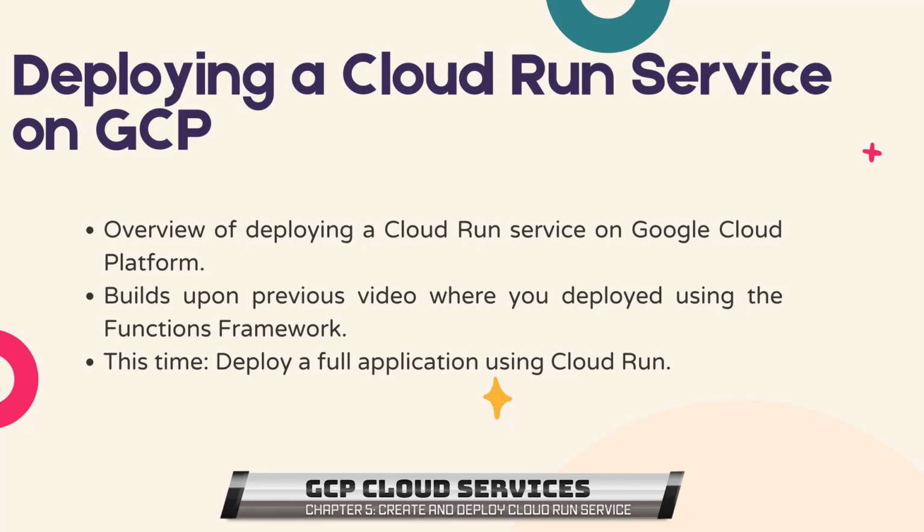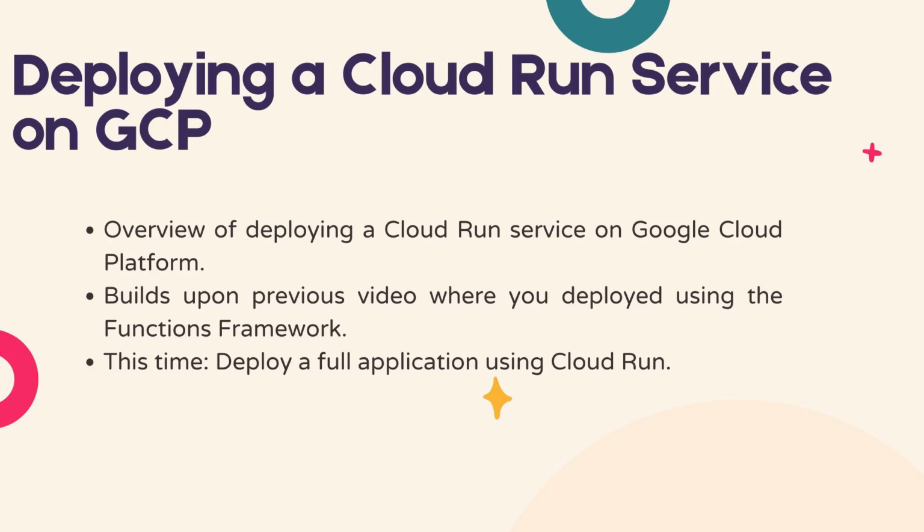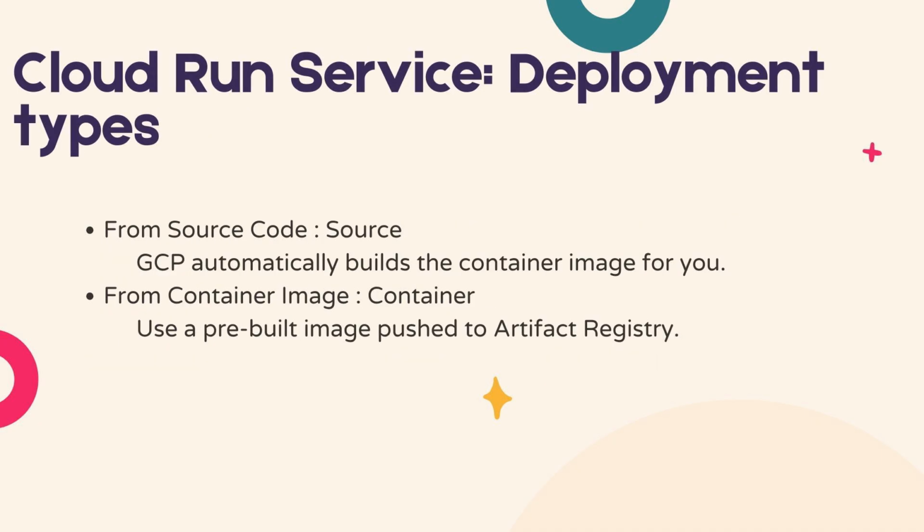Hi everyone. In this video, we are going to see how to deploy a Cloud Run service within GCP platform. Previously, we looked at how to deploy a Cloud Run function using Functions Framework API. We deployed the service with the help of console as well as gcloud CLI. In this video, we will focus on deploying Cloud Run services, which support any application that can be containerized or already has a container image.